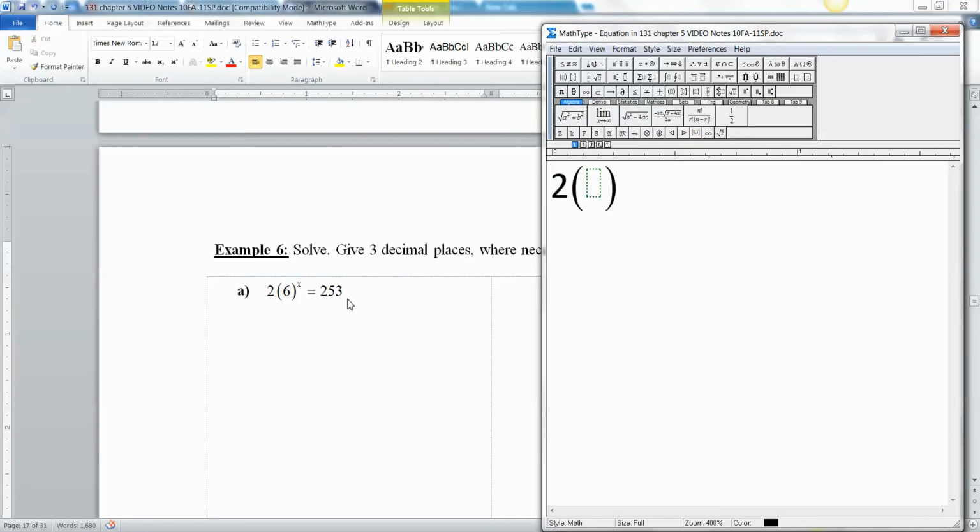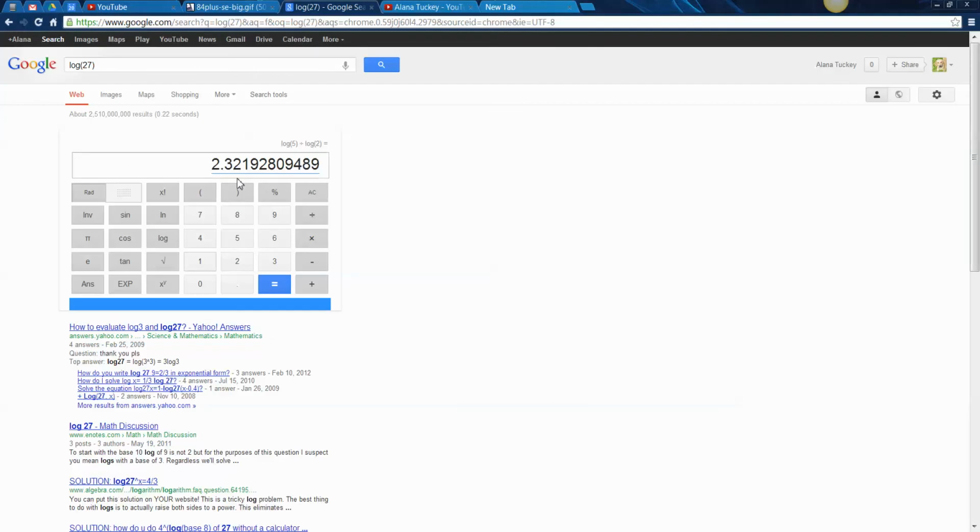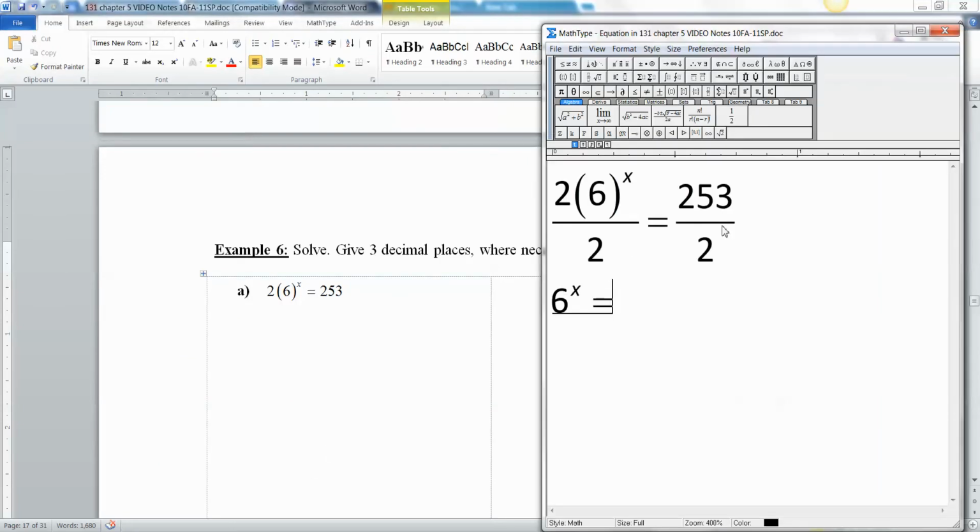So you're in trouble. What you could do, however, is divide both sides by 2, right? Get the 2 out of there. That's multiplication right now. So divide both sides by 2. You'll get 6 to the x over here equals whatever 253 divided by 2 is. Let me pull up my calculator. So let's see, 253 divided by 2, 126.5. All right, so that's 126.5.